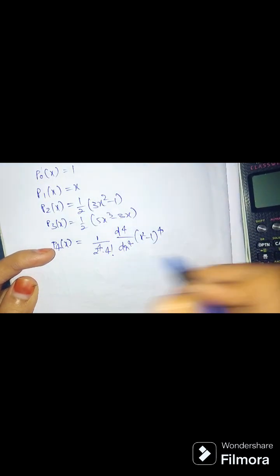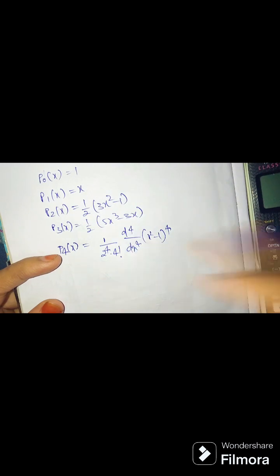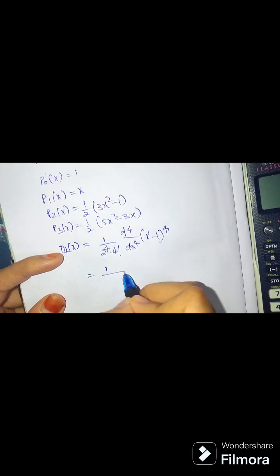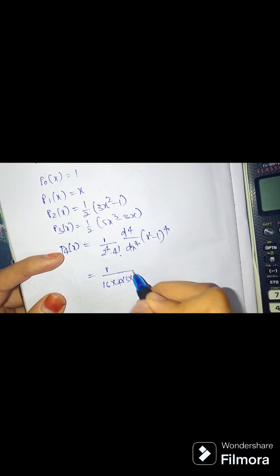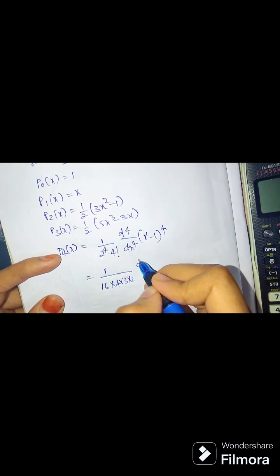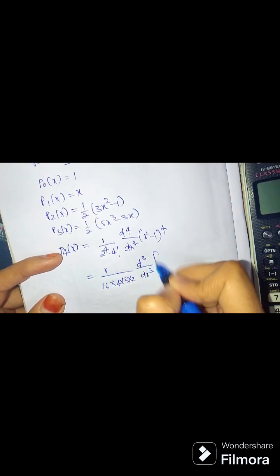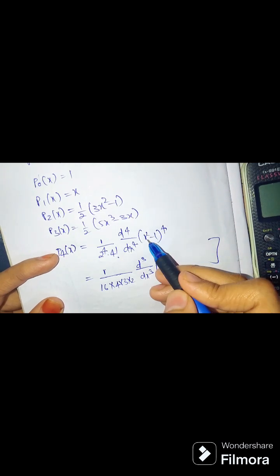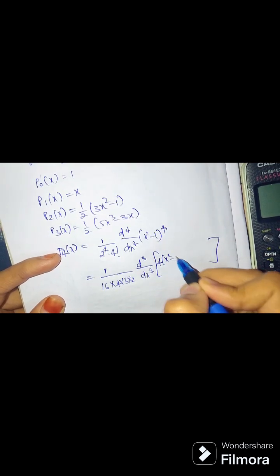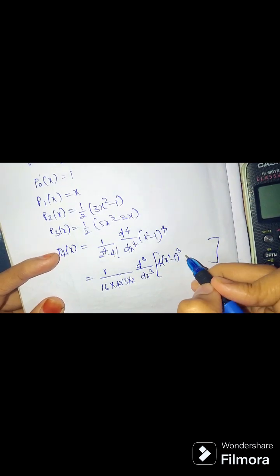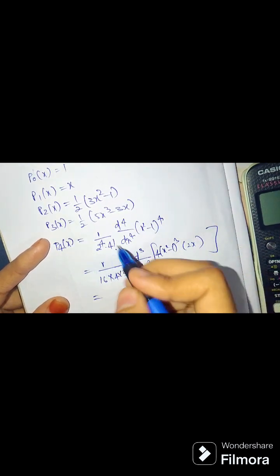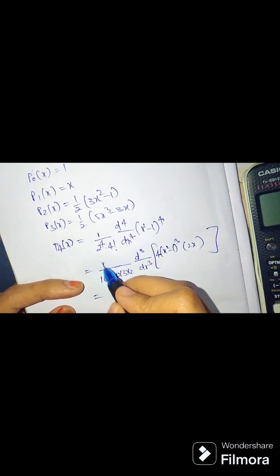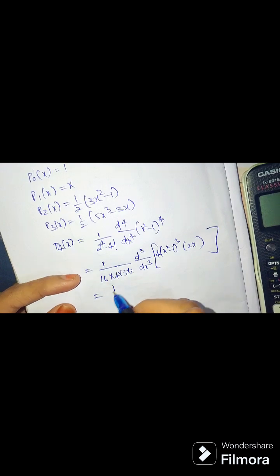Okay, so firstly, 2 power 4 is 16. So 4 factorial means 4 into 3 into 2. Next, I'll write d cube by dx cube. I'll find one derivative inside directly. So one derivative of this will be 4 into (x square minus 1) whole cube, inner derivative will be 2x. Okay, so I'll bring this 4 to 8 outside. 8 I'll bring outside and it will get cancelled, so I'll have down 2. 2 into 4 into 3 into 2.